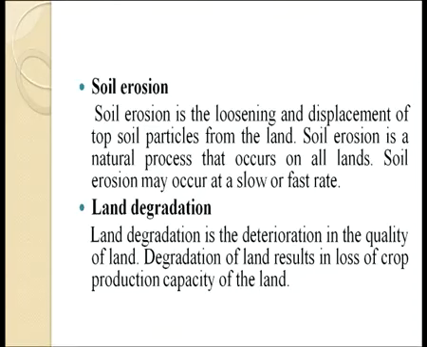Now let us know what soil erosion and land degradation are. Soil erosion is the loosening and displacement of topsoil particles from the land. Soil erosion is a natural process that occurs on all lands. It may occur at a slow or fast rate. Land degradation is the deterioration in the quality of land. Degradation of land results in loss of crop production capacity of the land.